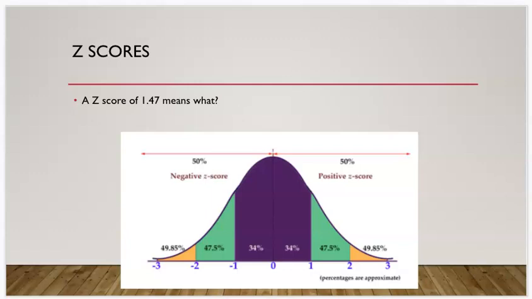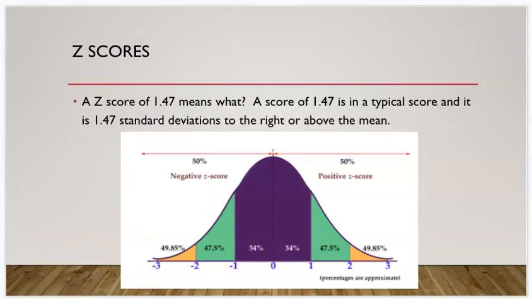So what does a Z-score of 1.47 mean? Well, think about it. A Z-score of 1.47 would be here. So it would still fall within the typical score range because it's within 2 standard deviations, and it is 1.47 standard deviations above or to the right of the mean. We can connect this to percentiles in the future.